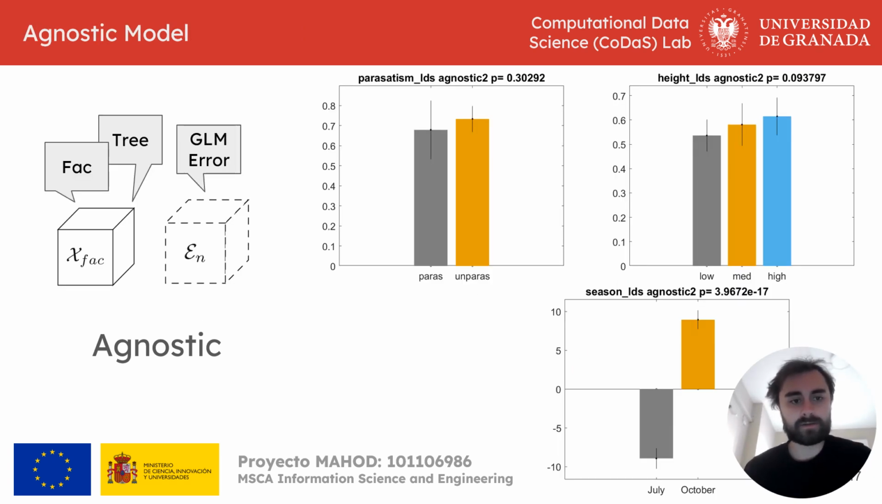So unsurprisingly, this sort of agnostic model did not tell us anything about whether or not the trees were parasitized or unparasitized. There was a very, very weak differentiation according to the height at which the sample was taken, but it wasn't really worth looking into. The most significant source of variance was, of course, the seasonal loadings, because the metabolism in the tree changes a lot between summer and winter.